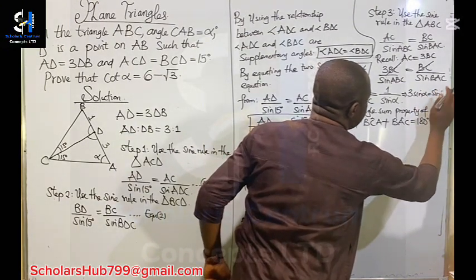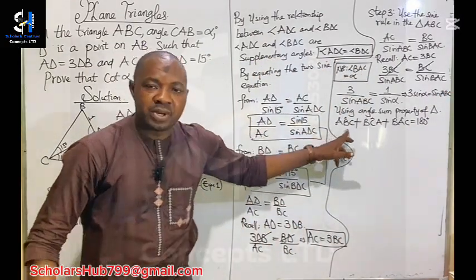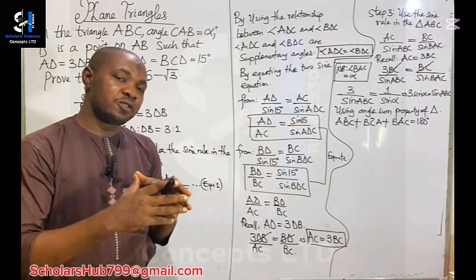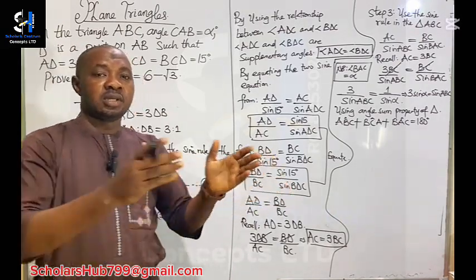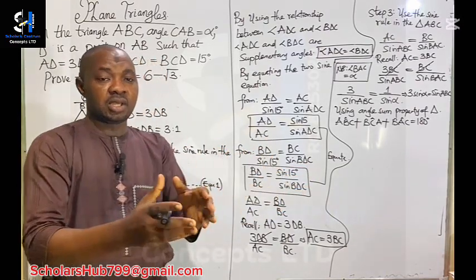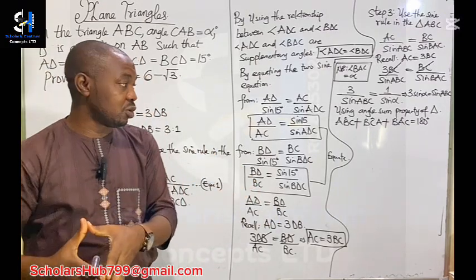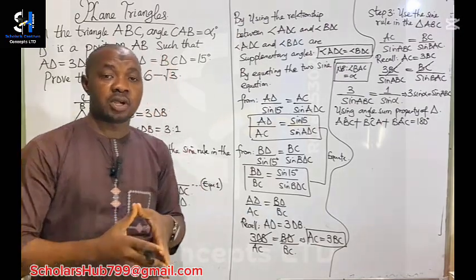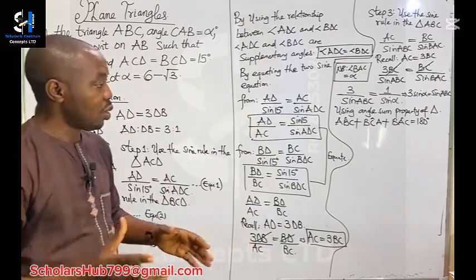We want to express ABC in terms of other angles, and we know one of the properties of a triangle, apart from the inequality property where the sum of A and B is greater than C, and the sum of A and C is greater than B. But in this case, we're going to use what we call the angle sum property of a triangle, which states that the sum of interior angles in a triangle is equal to 180 degrees.